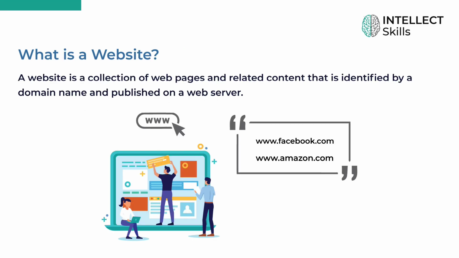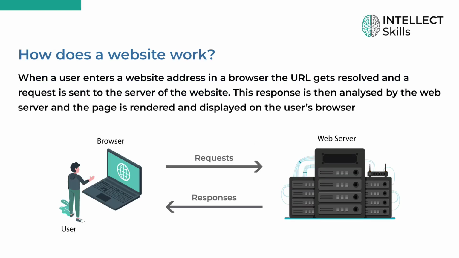Now, what is a website? A website is a collection of web pages and related content that is identified by a domain name and published on a web server. An example would include Facebook.com, Amazon.com, and so on. So now let's understand how a website actually works.